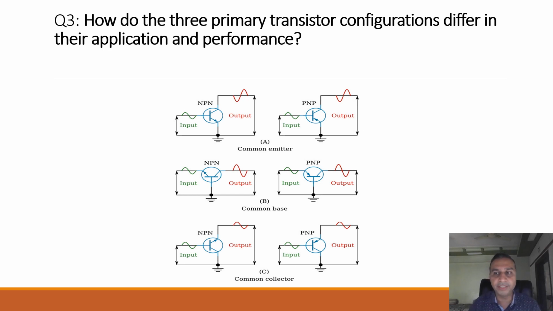Common emitter configuration provides high current gain and voltage gain, which makes it ideal for general amplification. Common base offers high voltage gain but low current gain, suitable for high frequency applications, whereas the common collector configuration provides high current gain and low voltage gain, used for impedance matching as it provides low output impedance.